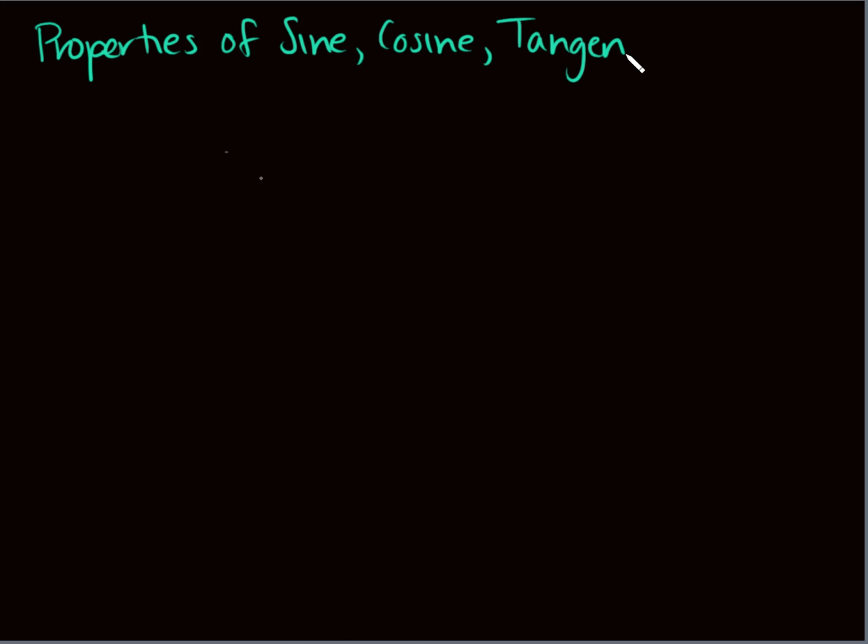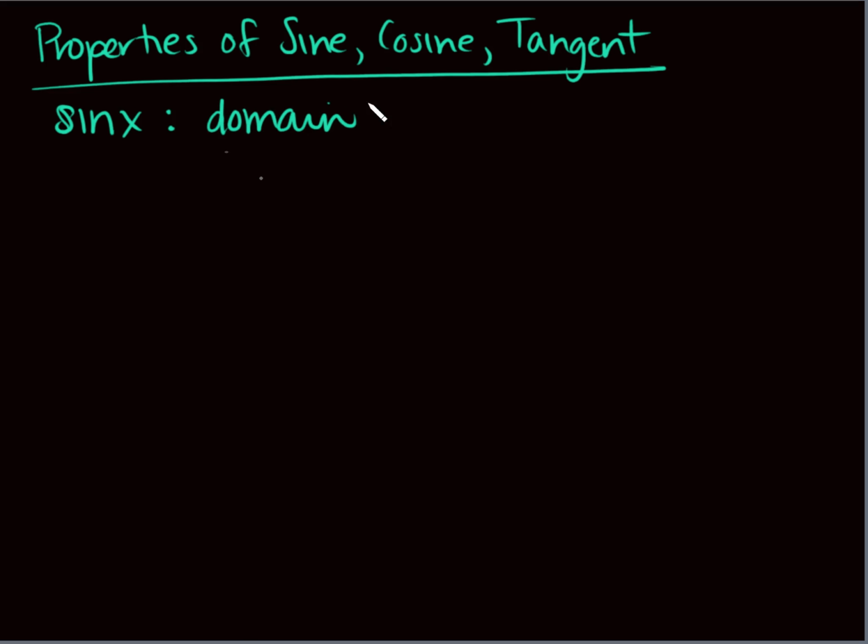So some properties of these graphs. We'll just say properties of sine, cosine, and tangent graphs. First of all, let's talk about sine of x. The domain is everything. We can put in anything we want. And the range, what are the y values that we're going to go between? We're going to go between -1 and 1.